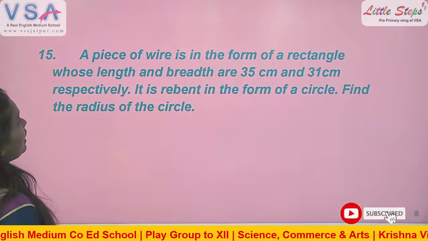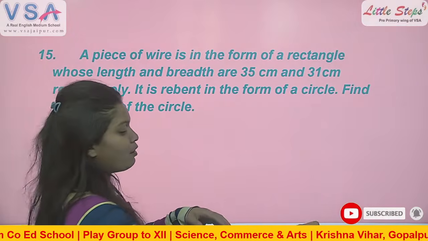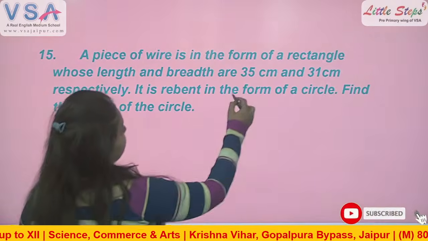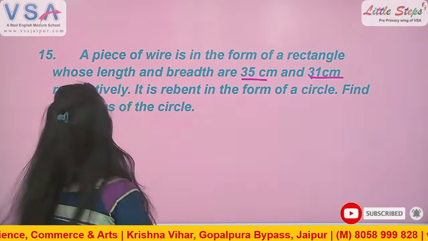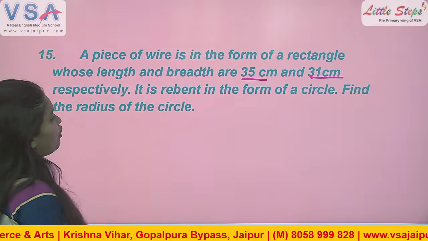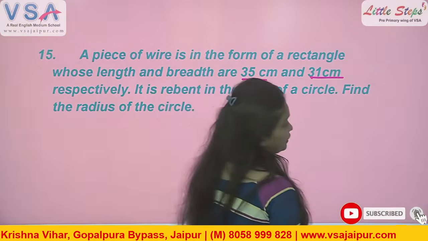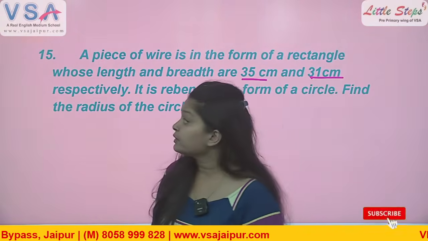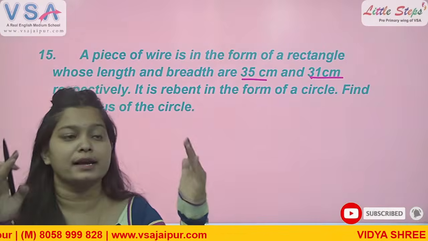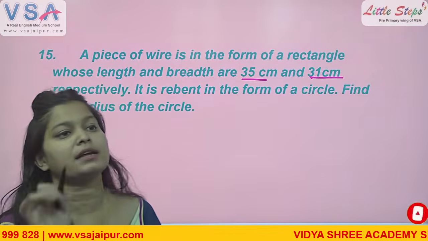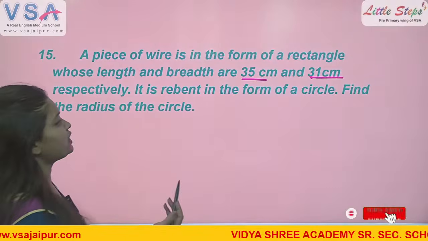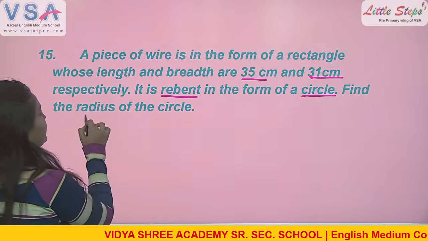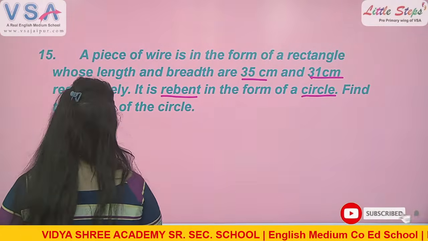Question number 50. A piece of a wire is in the form of a rectangle whose length and breadth are 35 centimeter and 31 centimeter respectively. It is rebent in the form of a circle. Find the radius of the circle. So, most probably the word problem is saying कि एक rectangle है, उस rectangle को rebent करके एक circle बना दिया, उसकी shape change करके क्या बना दिया? Circle. तो हमें उसकी radius find out करनी है. So how we will do this question?